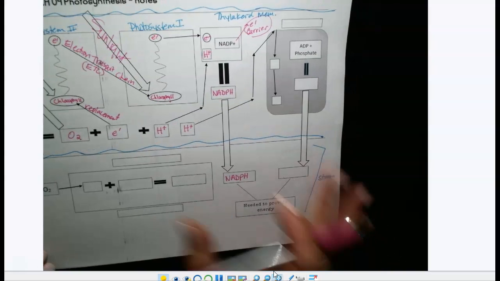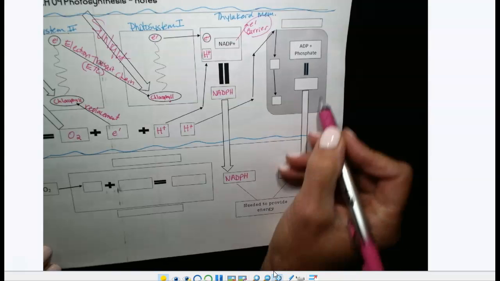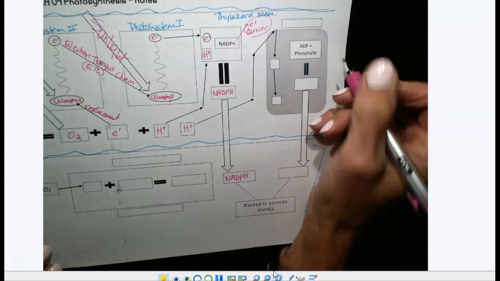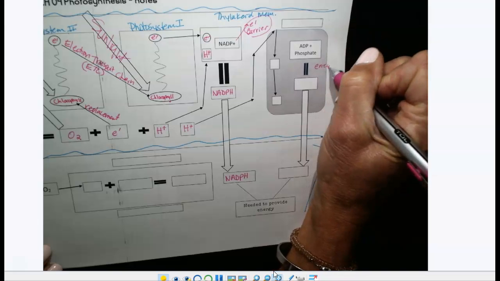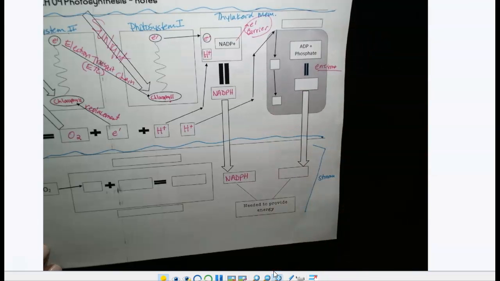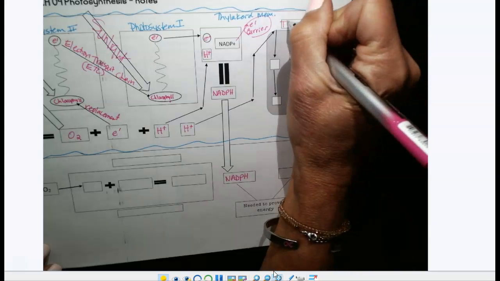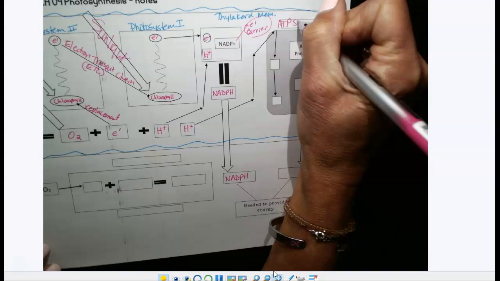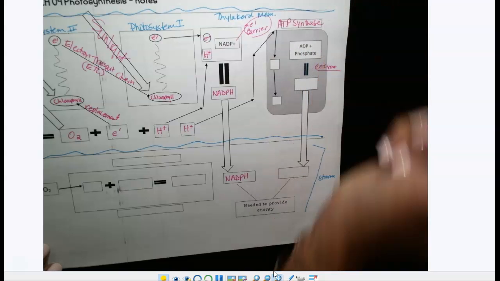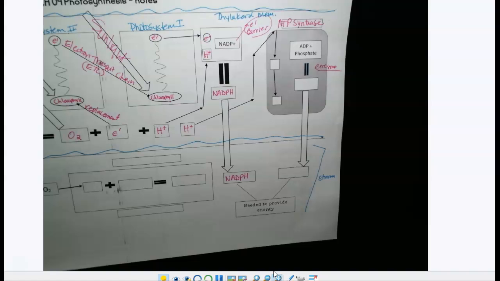Now our very last part up here in the thylakoid membrane, this gray structure, this guy is an enzyme. His name is ATP synthase. Like synthesis, ATP synthase. So we need this enzyme to make ATP, and we need ATP so we have more energy in the Calvin cycle.